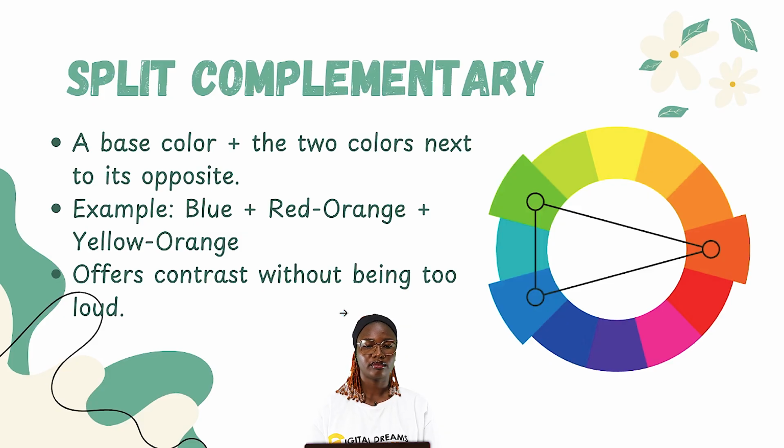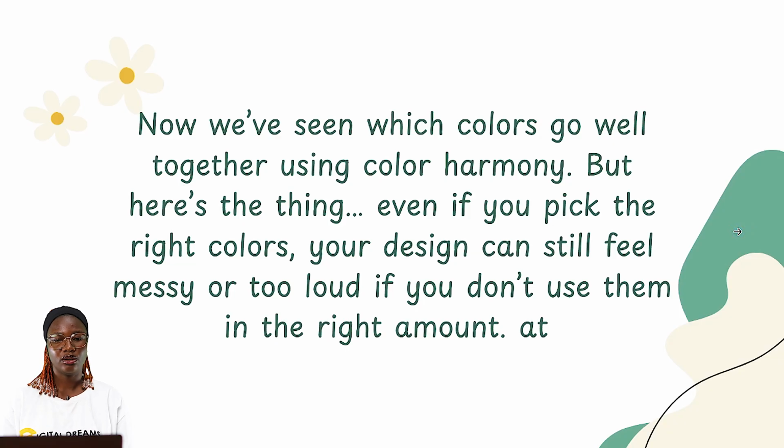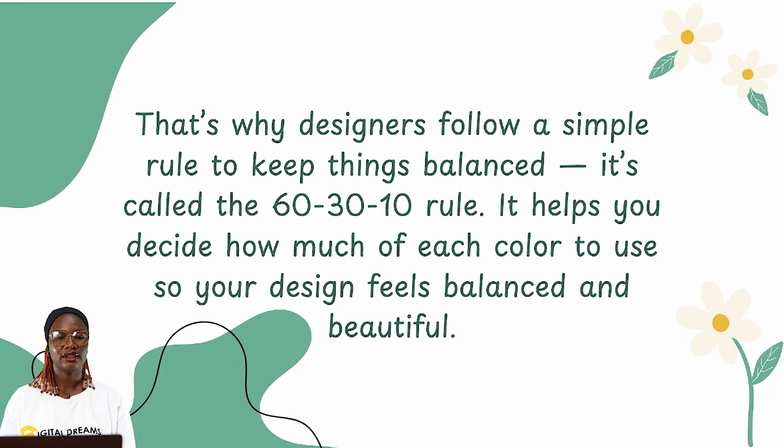All right, so now that we have seen which colors go well together using color harmony, but here's the thing, even if you pick the right color, your design can still feel messy or too loud if you don't use them in the right amount. So that is why designers follow a simple rule to keep things balanced. It is called the 60-30-10 color rule.